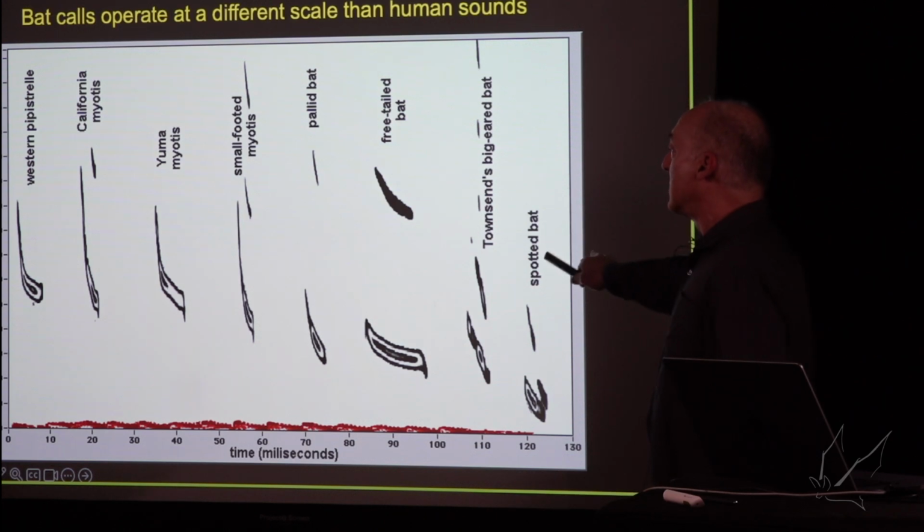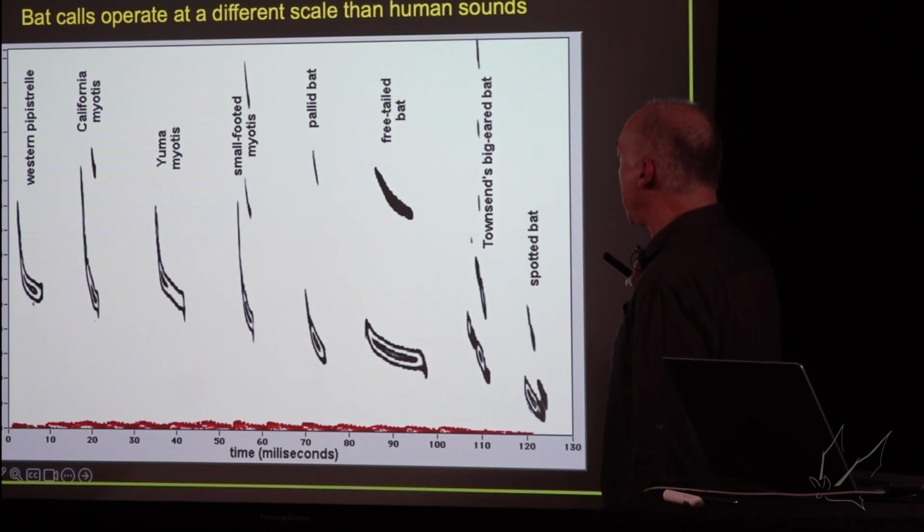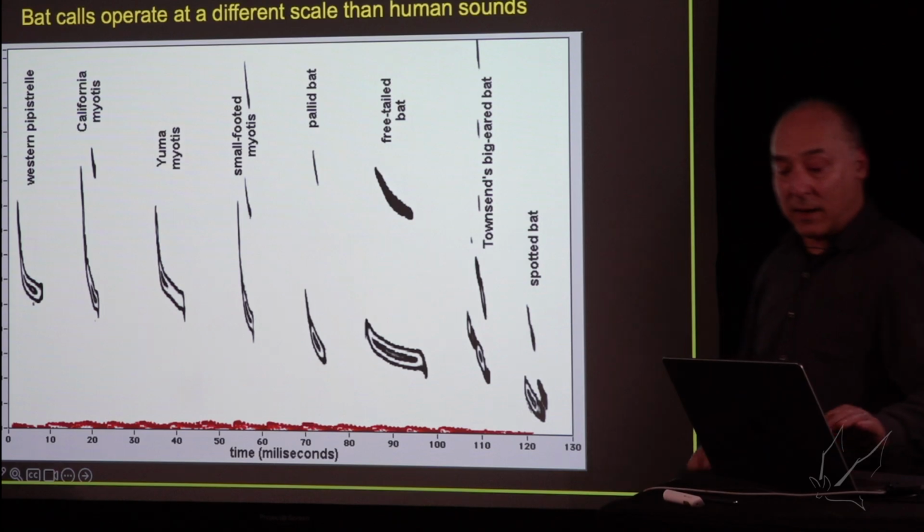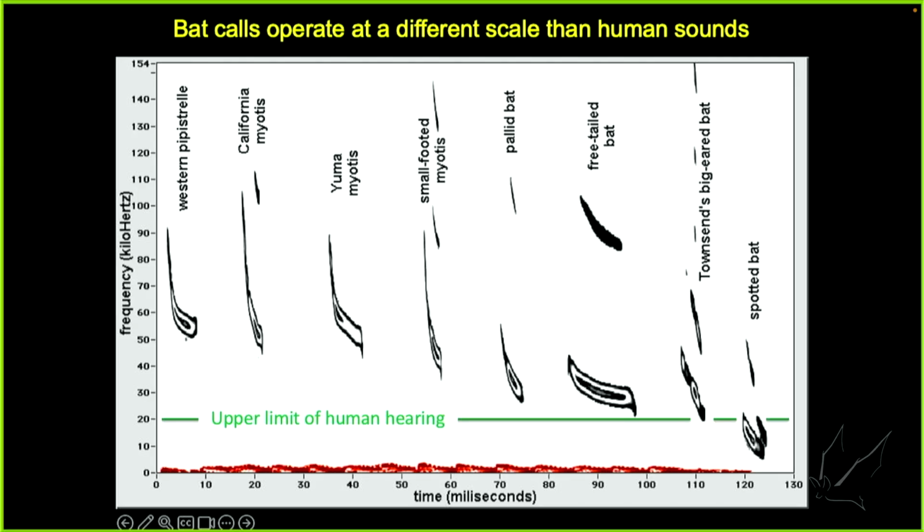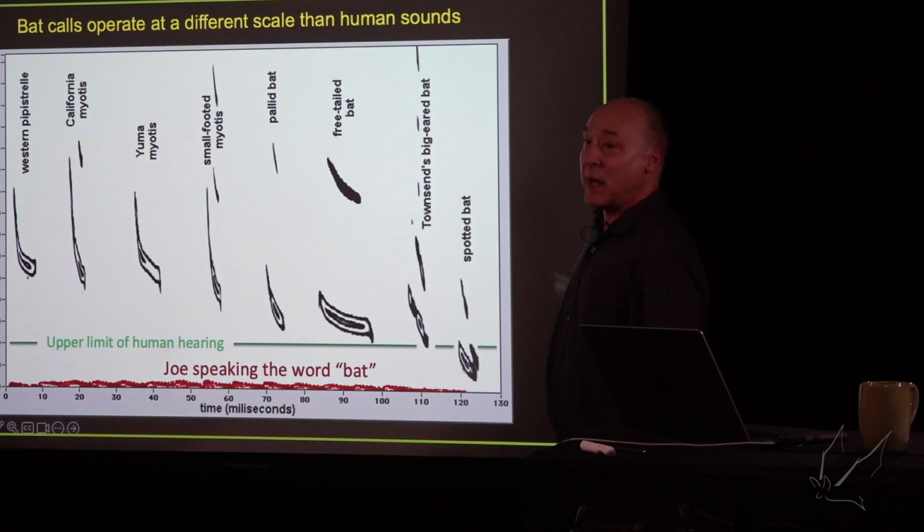Now, those are all those eight bat calls that we have on there, and down at the bottom in red, below the human limit of hearing, is me saying "bat." So in addition to, as I said, how quickly this process is happening, in the time it takes me to say "bat," all those bats could have made multiple pulses. So it's an entirely different frequency range than we can hear, but it's also a different temporal scale than we're aware of.